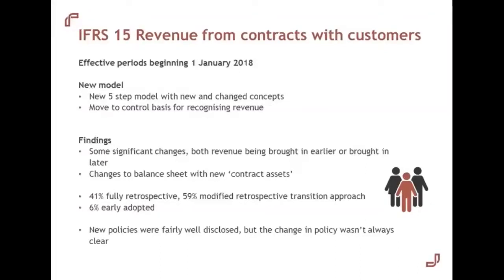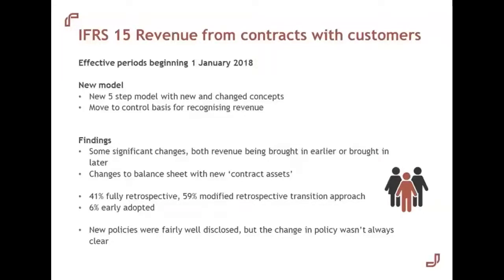New policies were fairly well disclosed in the sample they looked at. However, there were issues around the change in policy and the effect of that change not always being clear in the interim accounts they were looking at. And they're hoping that will be much clearer when the final accounts come through.